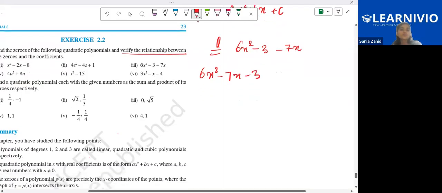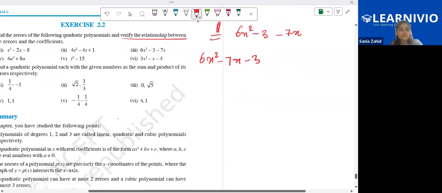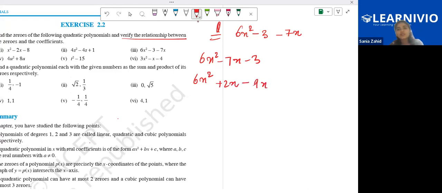Now you're going to solve it. 6x square plus 2x minus 9x, very good. Then minus 3. So now you're going to take 2x common: 3x plus 1. Very good. And then you're going to take minus 3 as common: 3x plus 1 again. So zeros will be from 2x minus 3 and 3x plus 1.